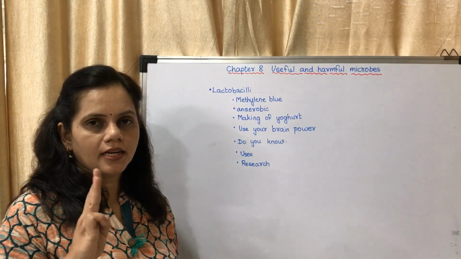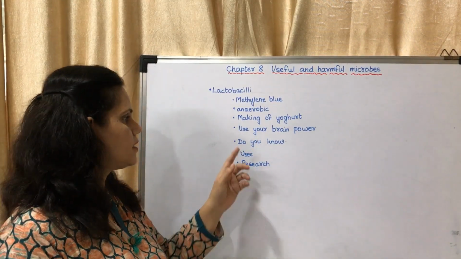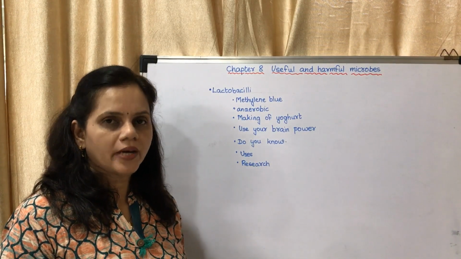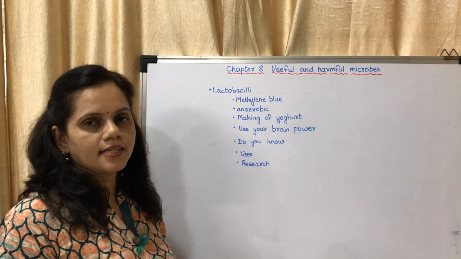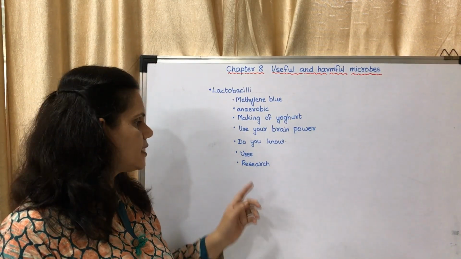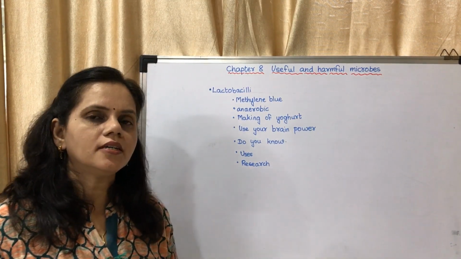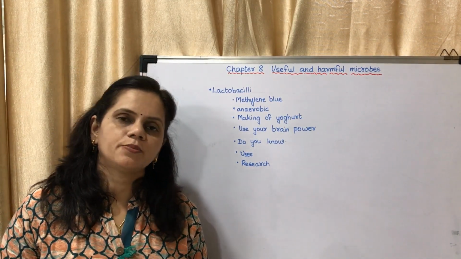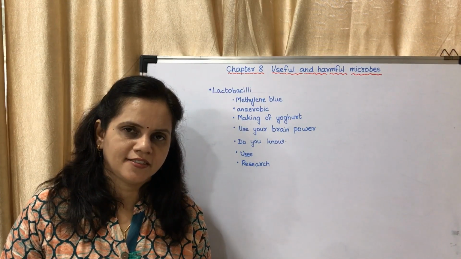Use your brain power, there are 3 questions, they are also asked. Do you know it is about probiotics? Uses, you have to learn 4 uses. And research, that is about the different types of industries. This much you may mark in your textbook now.